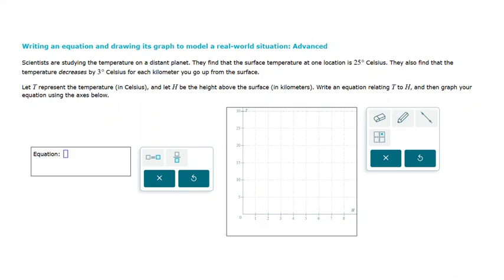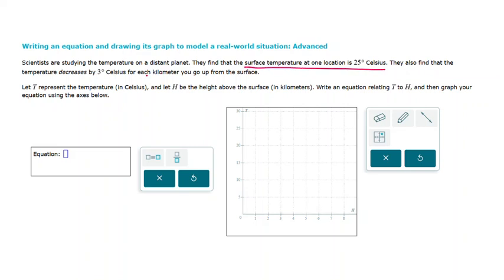In this video, we're going to solve this problem, writing an equation and drawing its graph to model a real-world situation, advanced. So in this problem, we have scientists who are studying the temperature on a distant planet. They find that the surface temperature at one location is 25 degrees Celsius, so that's the surface temperature.